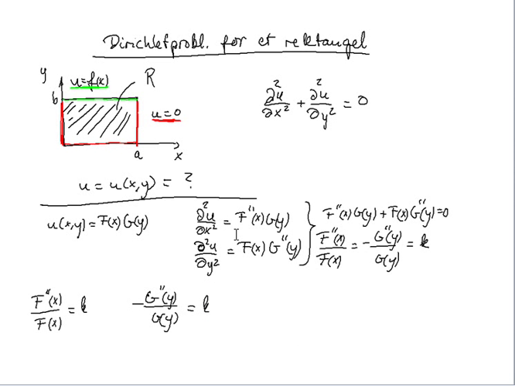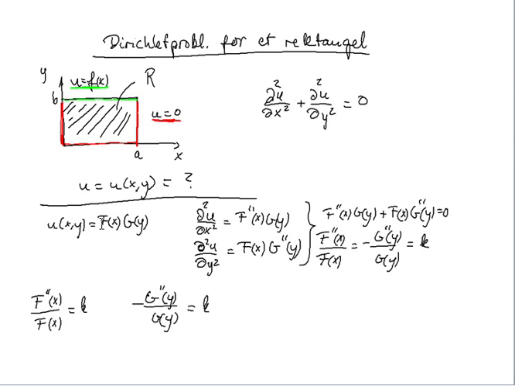There are some interesting examples where we can find the solution of the Dirichlet problem. One example is the case when R is some rectangle and the boundary is given by these 4 lines, where the temperature U is equal to 0 on the red part and is equal to some given function f of x on the green part. So what will the solution be in this case?